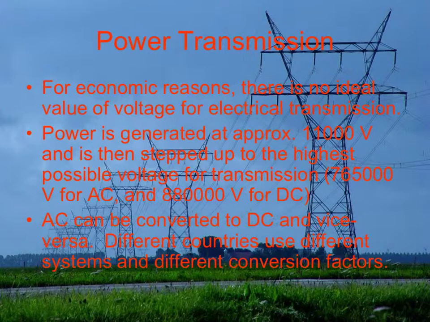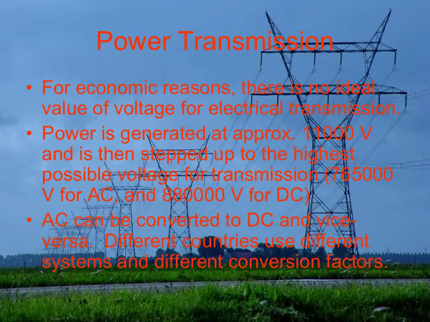Just for economic reasons, there's really no ideal value of voltage for electrical transmission. It's just whatever is appropriate. Power is generally generated at about 11,000 volts. And then for transmission, it's stepped up to about 765,000 volts for AC and 880,000 volts for DC. And the reason for this is because, remember that voltage is really the energy per charge. And so if we have a higher energy per charge, we need fewer charges to transmit the same amount of energy.